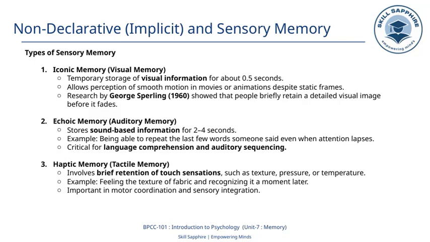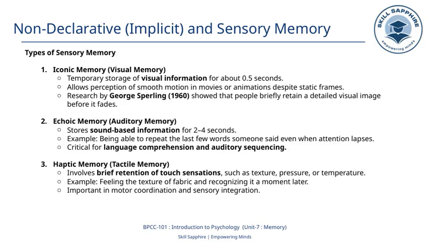It's a built-in mechanism that works seamlessly in the background, supporting how we perceive and make sense of the world around us. Now, let's explore the types of sensory memory, which are fascinating because they allow us to briefly hold onto sensory information. First, we have iconic memory, which is a type of visual memory. It temporarily stores visual information for about half a second. This quick storage helps us perceive smooth motion in movies or animations, even though each frame is static. Research by George Sperling in 1960 demonstrated that people can briefly retain a detailed visual image before it fades away, which highlights just how rapid and efficient this process is.